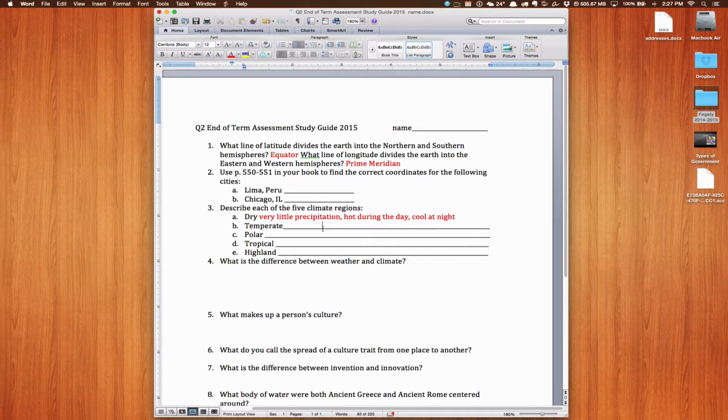Temperate climate zone, that's the type of climate that Portage is in. And you're going to have an obvious change of seasons. So in a temperate climate zone, you're going to have an obvious difference between summer and winter, for example. Polar climate is cold year-round, and it's found near the North and South Poles.